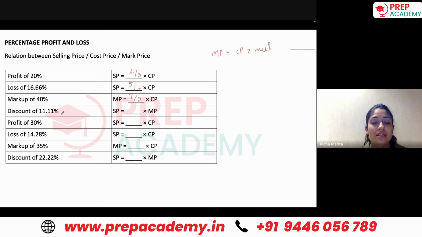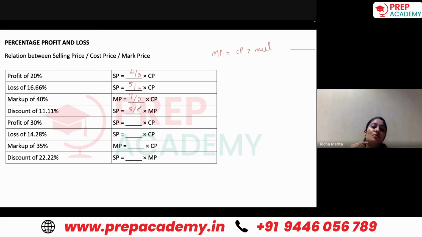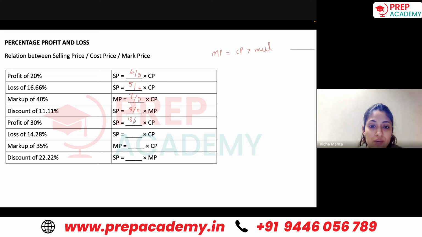Okay. Next, discount of 11.11 percentage. 8/9. Selling price is 8 by 9 of mark price. Right. Profit of 30 percentage. 3/10. And when it's a profit, what does it become? 13/10. See, if I know these ratios and these fractions, a lot of calculations in profit and loss becomes very simple and fast. But if I don't use the fractions, my calculations will be lengthier, right?